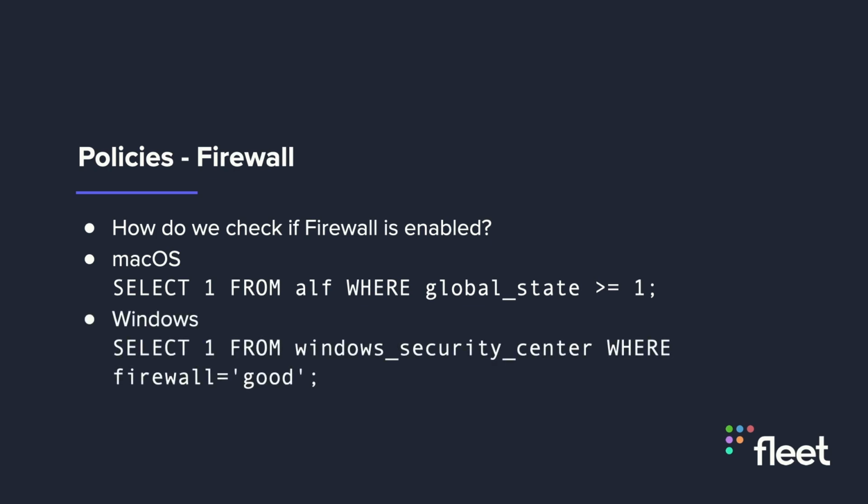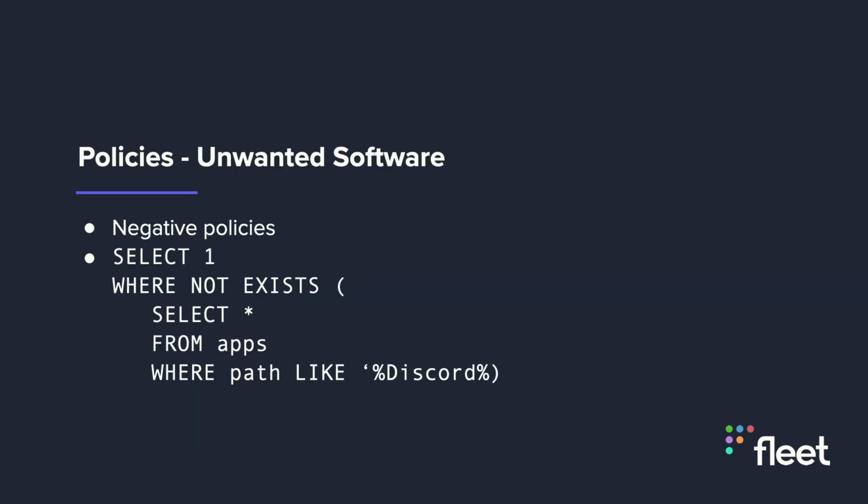On Windows, it's a little different. This is probably my favorite thing about the Windows Security Center. Firewall is good. You might also have unwanted software on a device. So here's an example of how you might create a policy. This is using kind of a weird, twisty way of doing it, of selecting one where not exists. So as long as Discord doesn't exist on the device, we're going to report that everything's okay. So this is basically a negative policy.